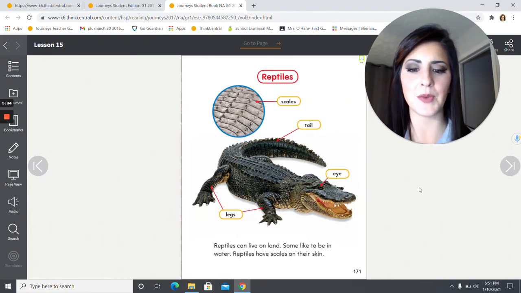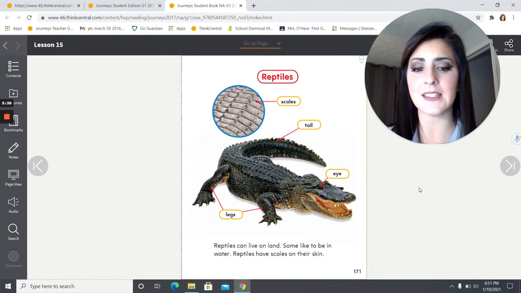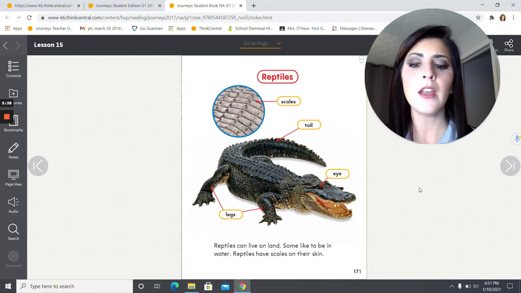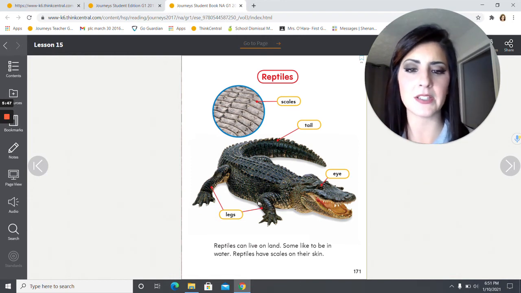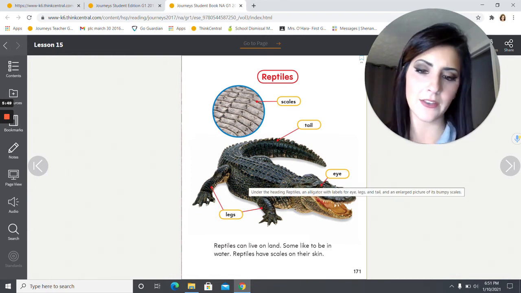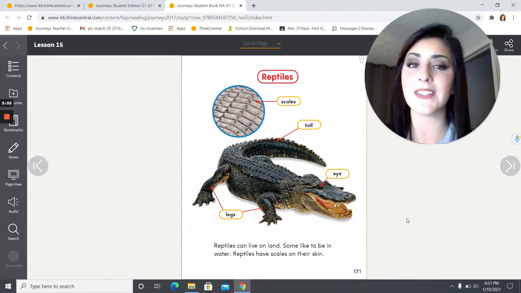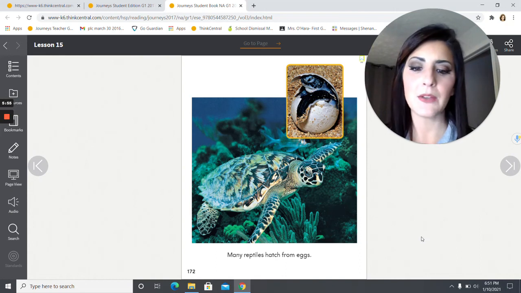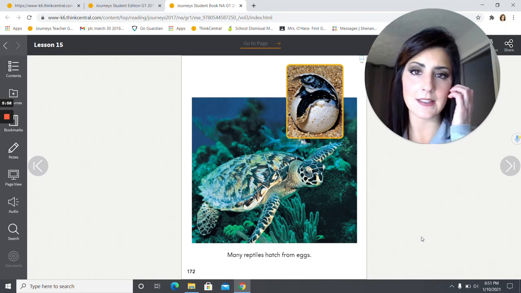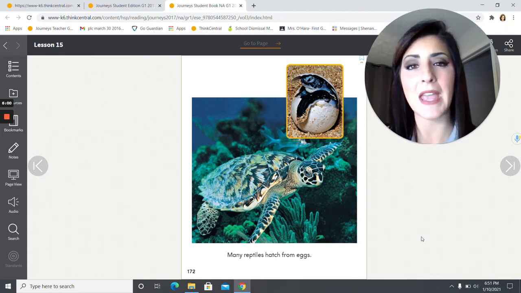Okay, reptiles. Reptiles can live on land. Some like to be in water. Reptiles have scales on their skin, so that's something that makes them different from all other animal groups. They have scales. So just like this alligator or crocodile, they have legs, eyes, a tail, but most importantly, they have scales.